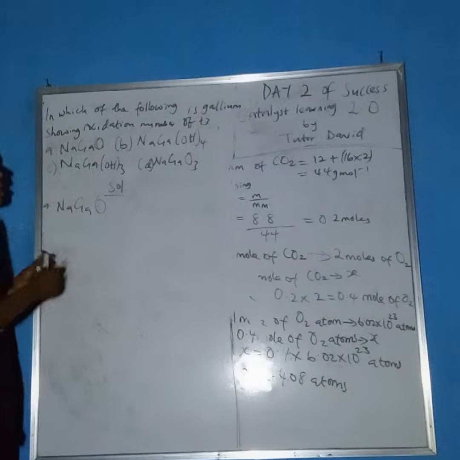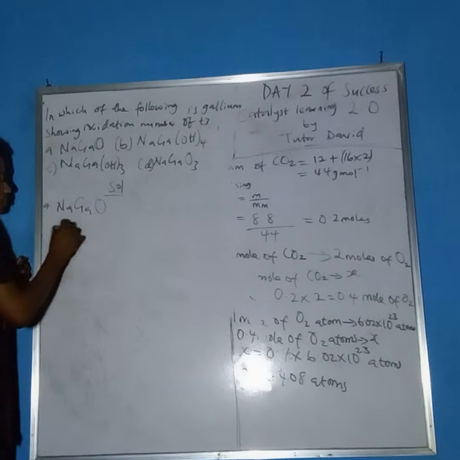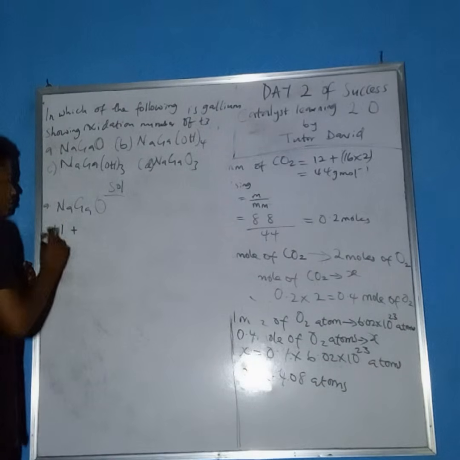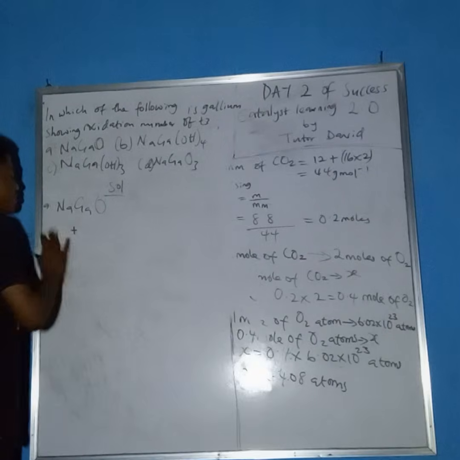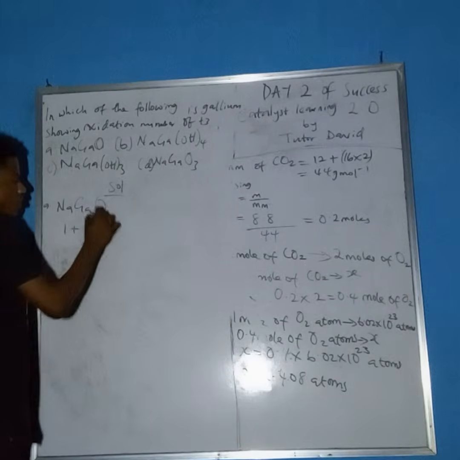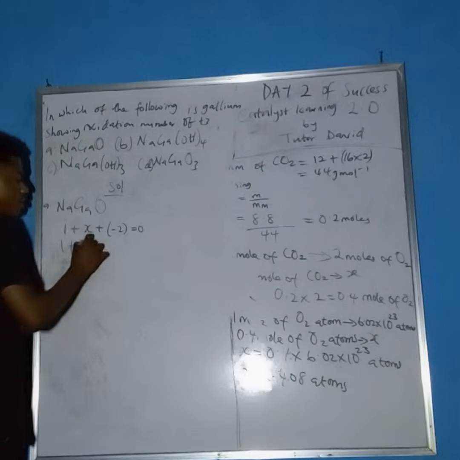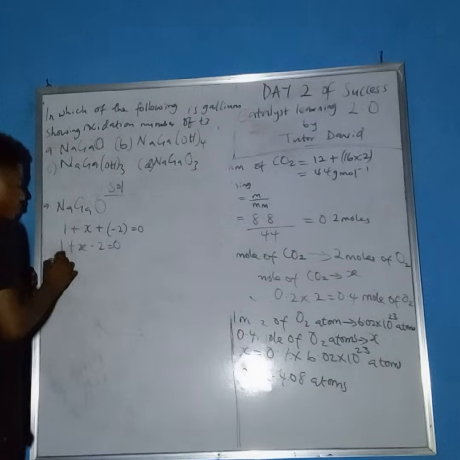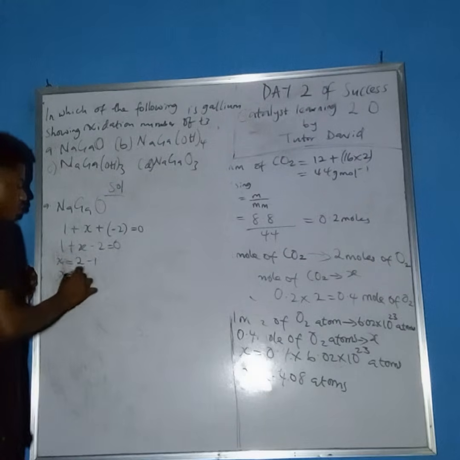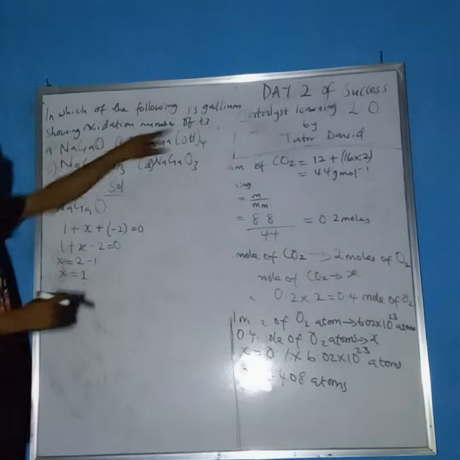So in this case, sodium has a valency of +1. So 1 plus gallium, which we don't know, so it's X, plus oxygen which is -2, equals 0. So 1 plus X minus 2 equals 0. So X equals 2 minus 1, X equals 1. So in the first option, gallium is +1, not +3.